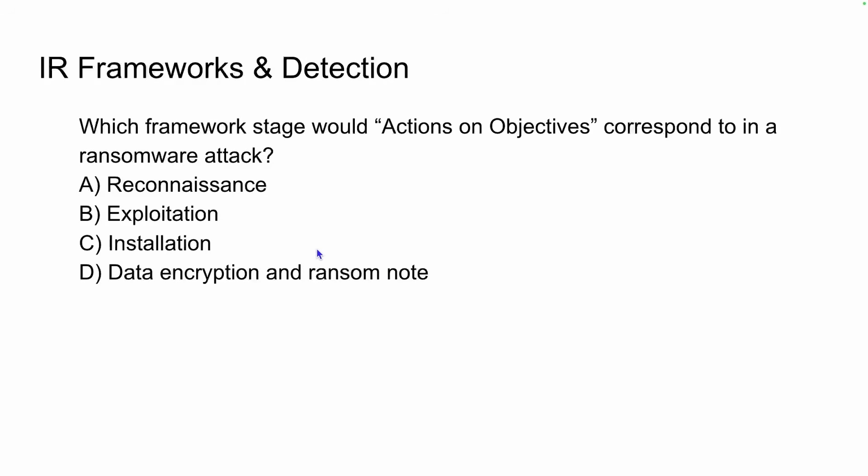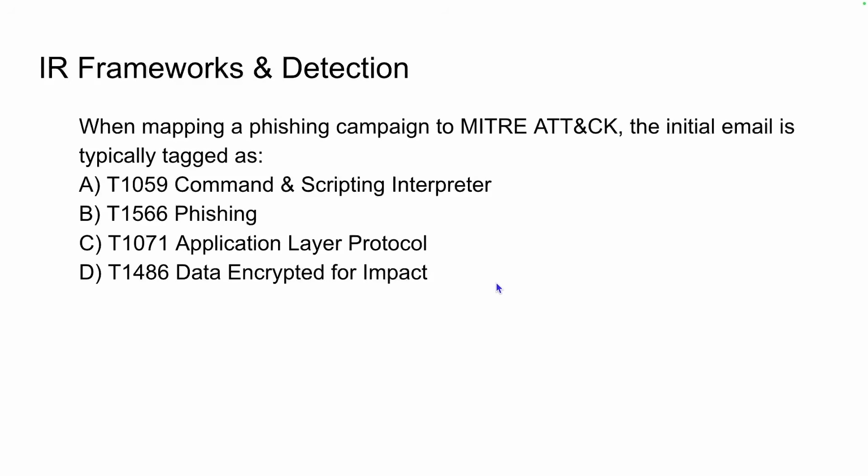Which framework stage would actions on objectives correspond to in a ransomware attack? So actions on objectives, which framework stage would that correspond to in a ransomware attack? So, data encryption. There we go. Okay, so reconnaissance is one of the stages, so that's not the answer. Exploitation is also one of the stages. Installation is also one of the stages. So the actions on objectives stage corresponds to this activity. So data encryption in a ransomware attack is an action.